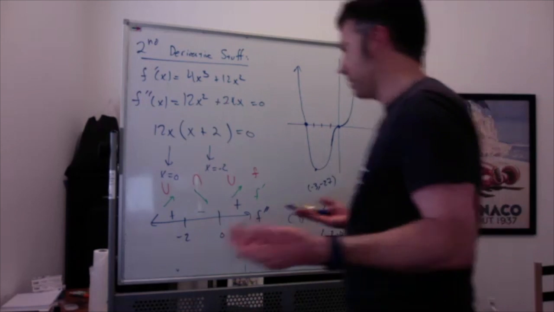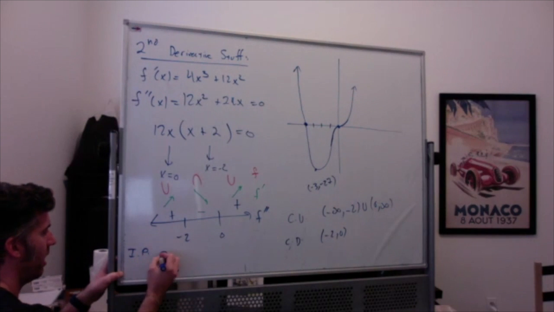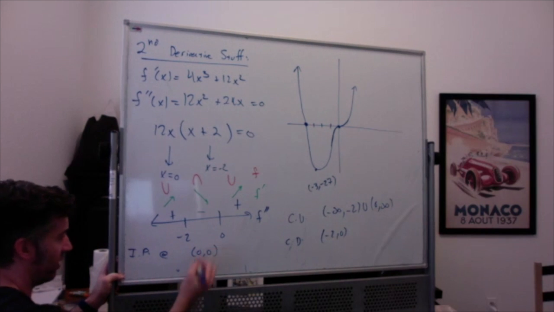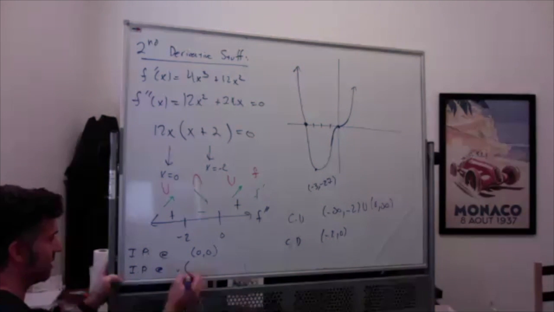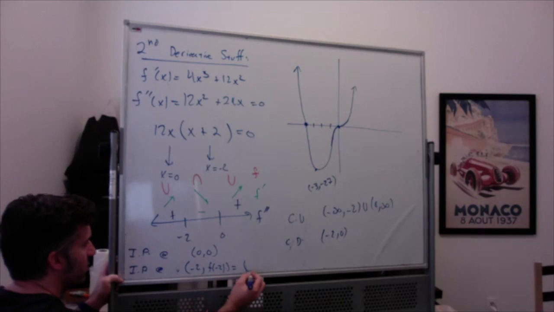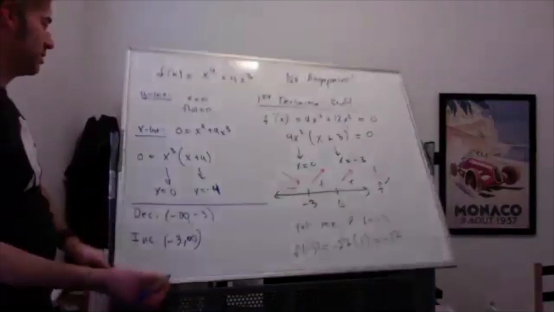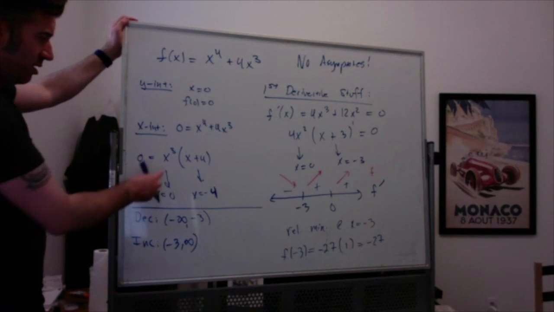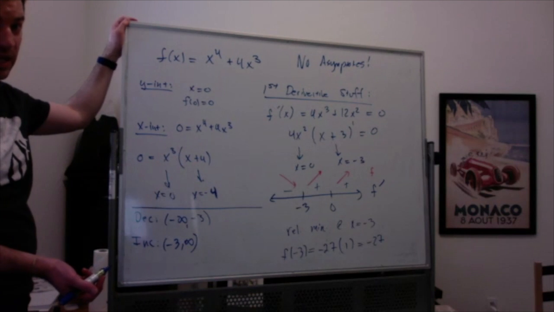So where can I write that? We have an inflection point at, when x is 0, we know the y coordinate is also 0. So the inflection point is 0, 0. We also have an inflection point when x is negative 2, whatever f of negative 2 is. Which is negative 2 comma, let's see, our original function was x cubed times x plus 4. So we plug in negative 2. We get negative 2 cubed times negative 2 plus 4, which is negative 8 times 2, which is negative 16.